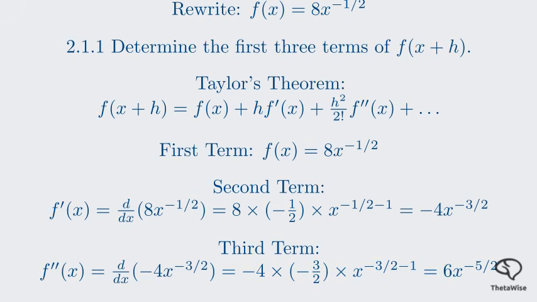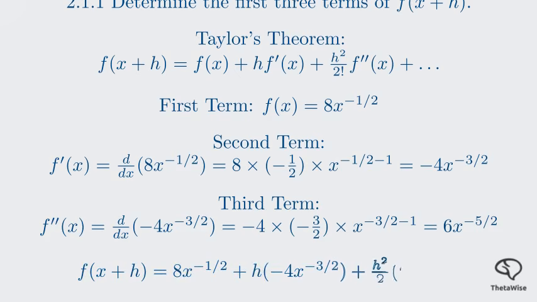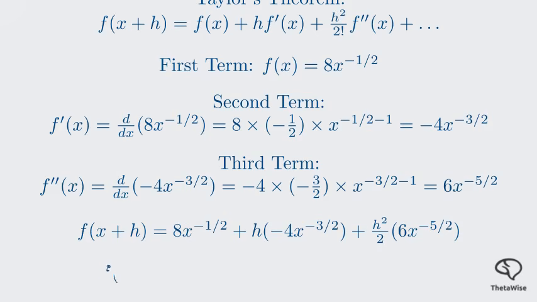Now we substitute these derivatives into Taylor's expansion formula. f of x plus h is approximately f of x plus h times f prime of x plus h squared over 2 factorial, which is just 2, times f double prime of x. This gives us 8x to the negative 1/2 plus h times negative 4x to the negative 3/2 plus h squared over 2 times 6x to the negative 5/2. Finally, we simplify the coefficients. This gives us our answer. The first 3 terms of f of x plus h are 8x to the negative 1/2 minus 4hx to the negative 3/2 plus 3h squared x to the negative 5/2.